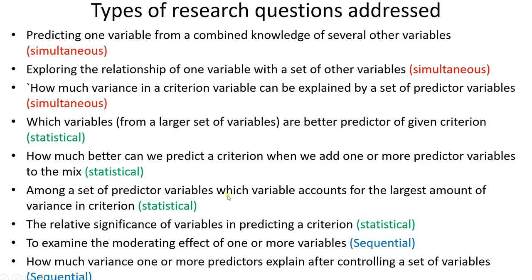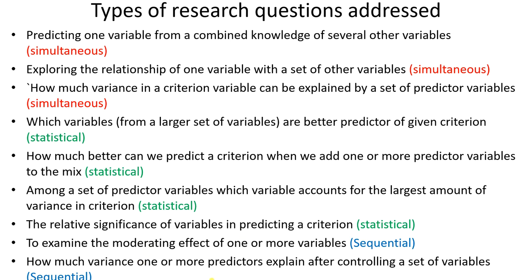Now, among a set of predictor variables, which variables account for the largest amount of variance, that is, the relative significance? Then again, a statistical method will be used and R square change will give us the information which variable is predicting most. The relative significance of variables is similar to the first question, again a statistical method, and generally we go for stepwise. Now, to examine the moderating effect of one or more variables, which I have just explained, we will definitely go for sequential.